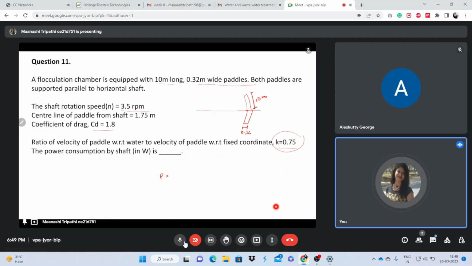The formula will be using Newton's form, like half rho v square CD, something like that. I don't remember the formula correctly, but it will be something like that. So you can check the formula from the notes and you can solve the question. Please try to solve this question. Then we will see the solution in a few minutes.